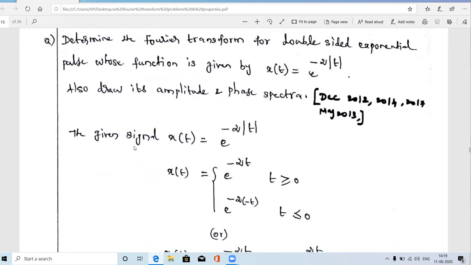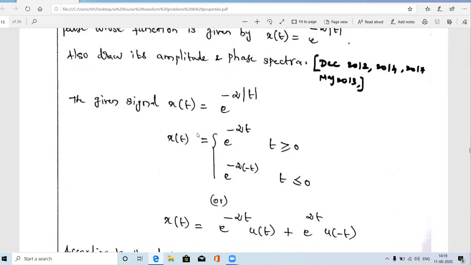The first thing, we have to write the given signal: x of t equal to e power minus 2 modulus t. So what does modulus mean? This t has both positive values as well as negative values. If t is positive, the signal is one form, and whenever the t value is negative, the signal is a different form. So here we are going to write the signal x of t.